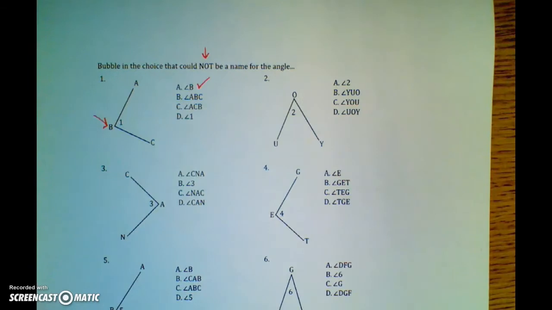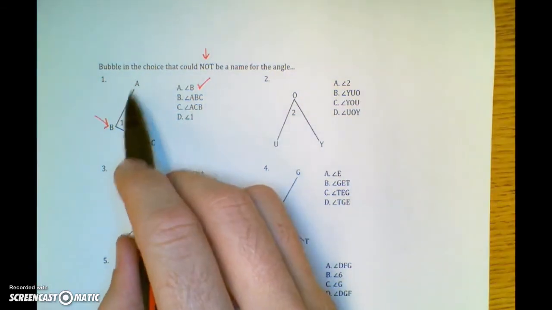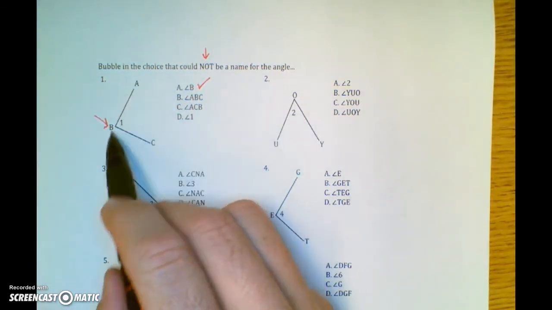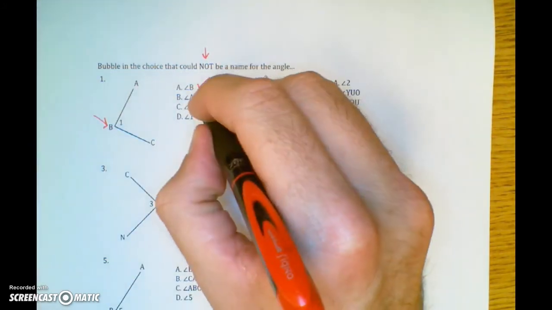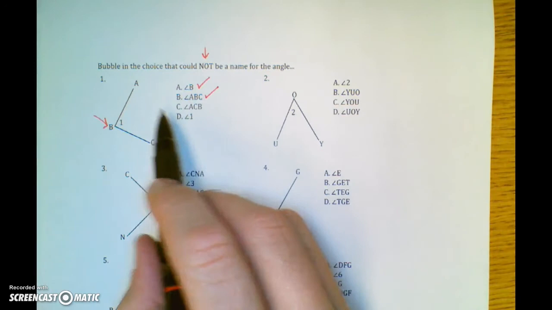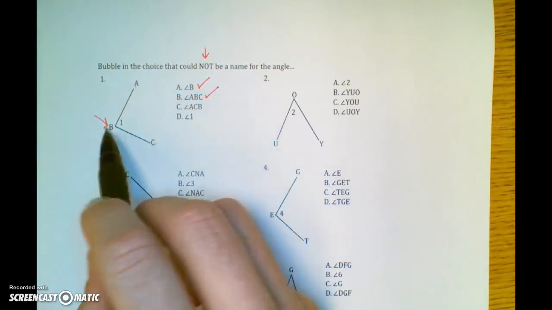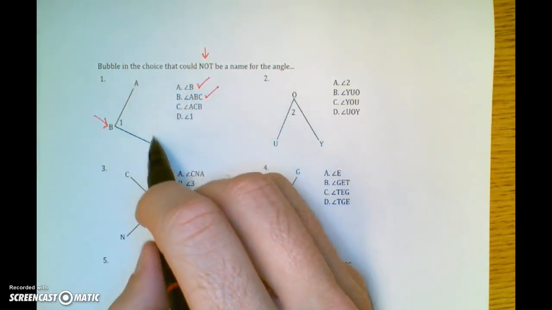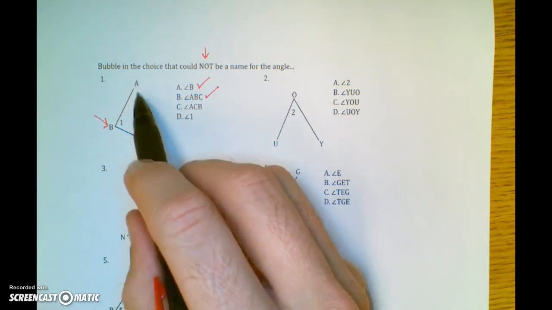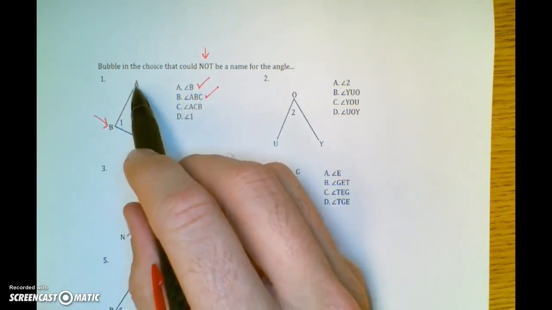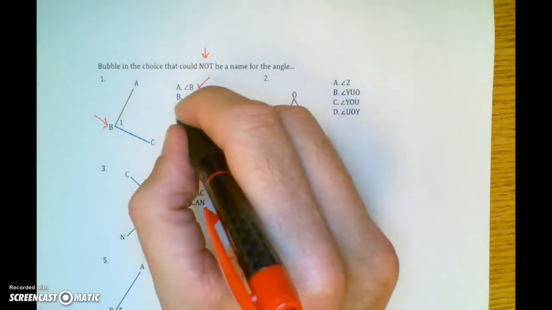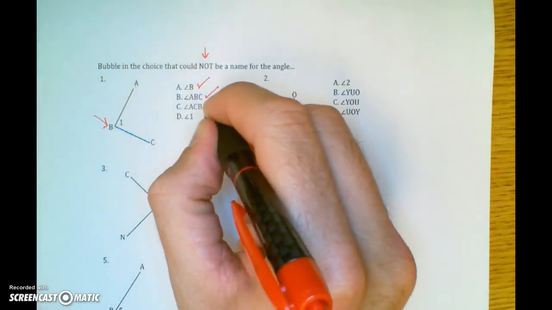Angle ABC. This works again because B is in the middle, and I'm naming it with three letters, and B is the vertex. That one's okay. Angle ACB. Now notice what I'm doing with my pen. I'm tracing over the letters to see if I'm covering the angle itself. If I say ACB, am I going over the side of the angle? No. So I'm guessing this is the incorrect answer.